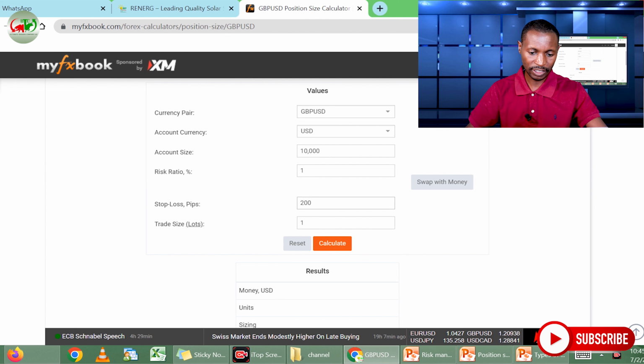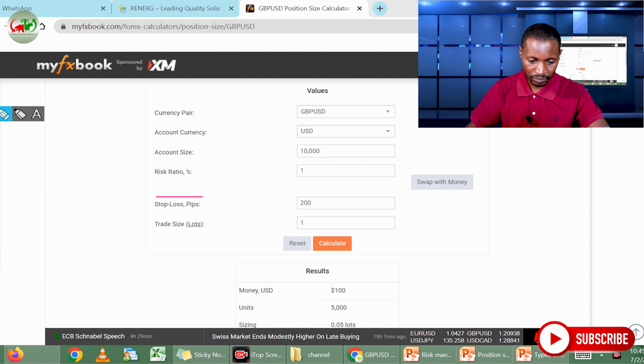And all you have to do is hit this calculate button. And as you see, you will have these numbers. You see that the maximum your risk will be only $100, and you are trading 5,000 units, which is 5 micro lots.